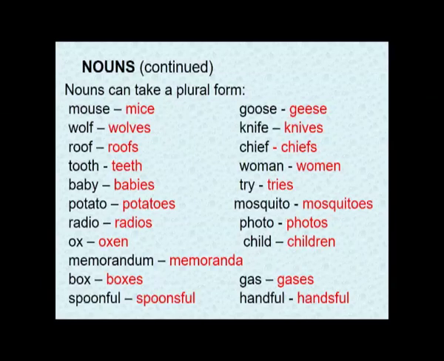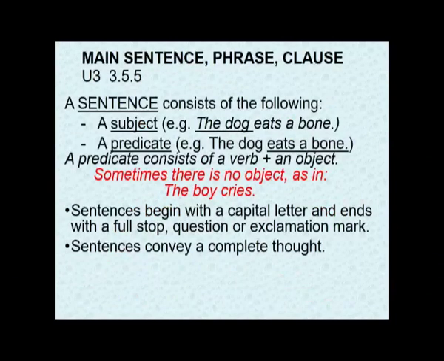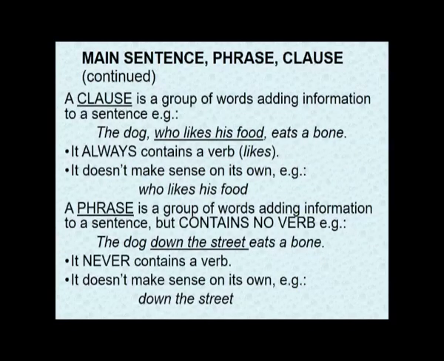Sometimes the word changes completely from mouse to mice. Sometimes an E is added on, like potatoes, O-E-S. Sometimes there's no E, like in radios. Study these plurals. You're going to get some of them in the exams. You must know what is a sentence. You must know what is a clause. You must know what is a phrase.